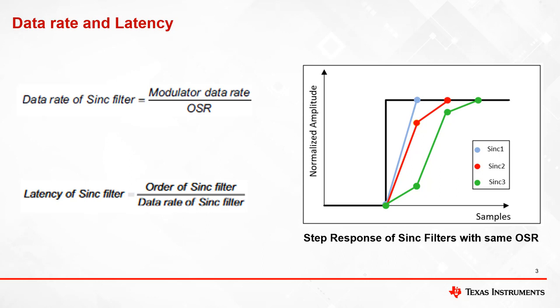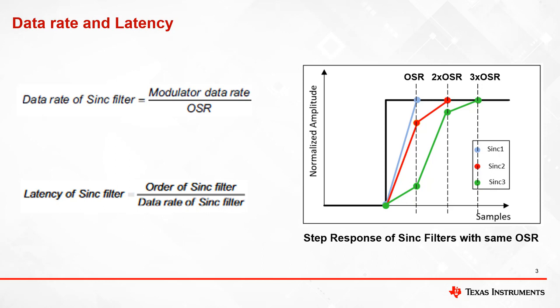Now, since the data rate is independent of filter order, all the sinc filters produce a filter output every OSR cycle. In the first OSR cycle, sinc 1 settles to the correct filter output, but sinc 2 and sinc 3 don't represent the correct filter output yet. In the second OSR cycle, sinc 2 settles to its final output. Finally, in the third OSR cycle, sinc 3 filter settles to its final output.